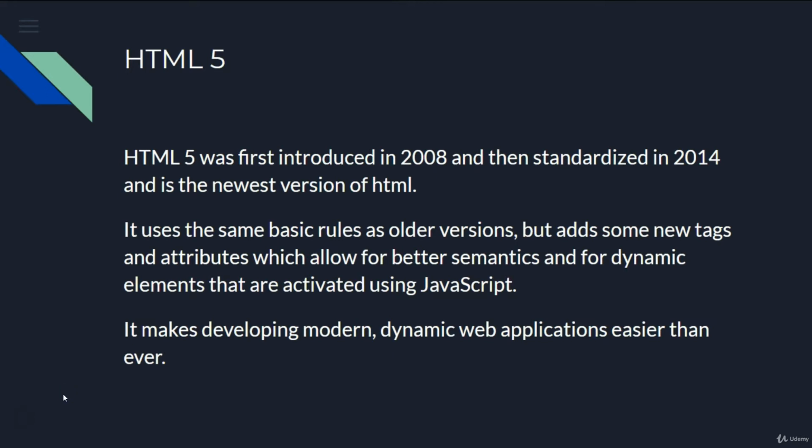HTML5 was first introduced in 2008, and then it was stabilized, you might even say standardized, in 2014, and is the newest version of HTML. If you look into the history of HTML, there are some interesting things that happened from 2008 until 2014 that you can learn more about, the standardization of it and how it evolved. Anyway, HTML5 uses the basic rules as older versions, but adds some new tags and attributes, which makes it a lot easier.